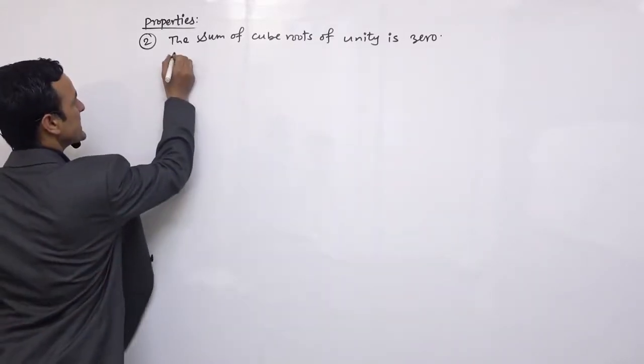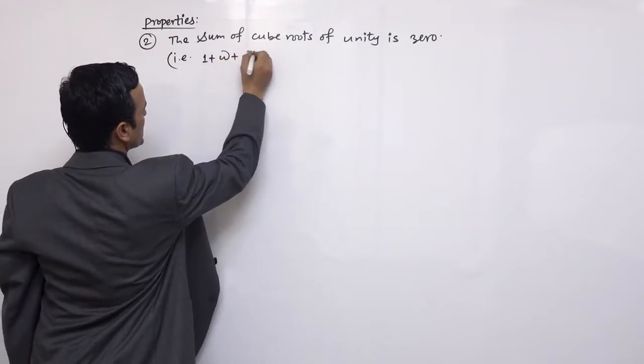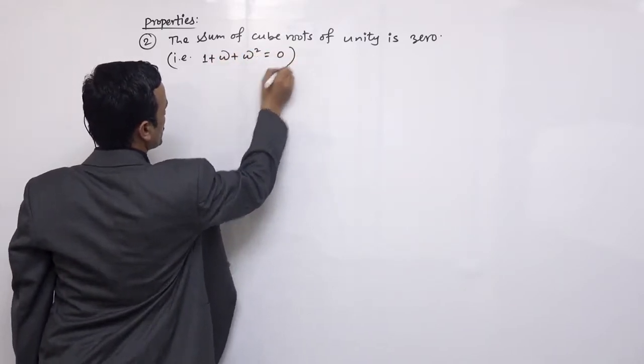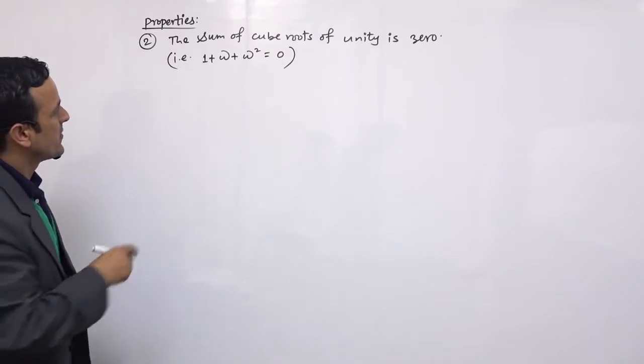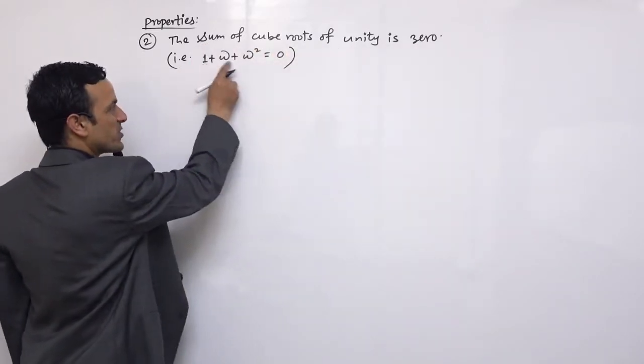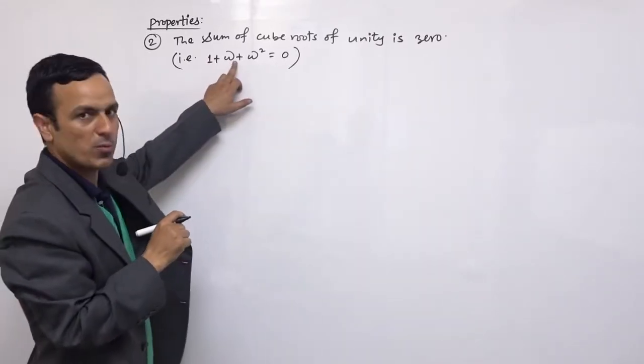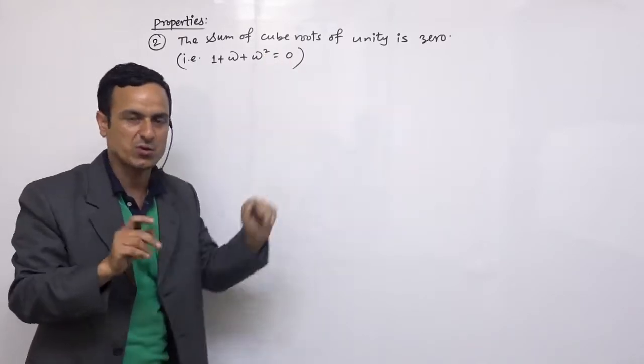That means 1 plus omega plus omega square is equal to 0. In a verbal statement, the sum of cube roots of unity is 0, and in mathematical notation we can write it like this: 1 plus omega plus omega square is equal to 0.